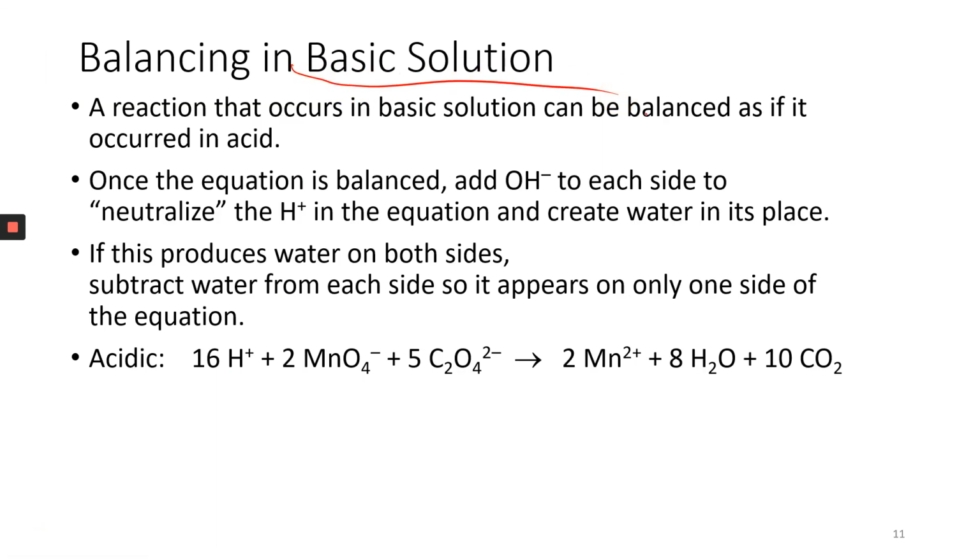So balancing in basic solution. You balance it just the same way as you did in an acidic. So I copied the answer from the previous slide right here. But there's one more step. Now you look and see how many H pluses you have. And you're going to add that number of OH minus, because that's for bases, to each side. So I have 16 H pluses, so I'm going to add 16 OH minuses to both sides. These two are going to combine and make water. So now I have 16 waters.